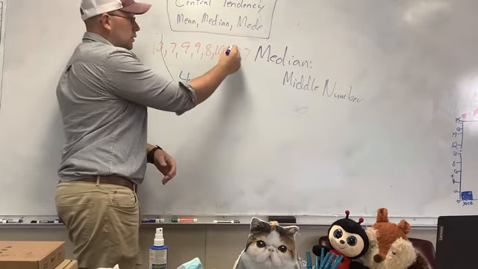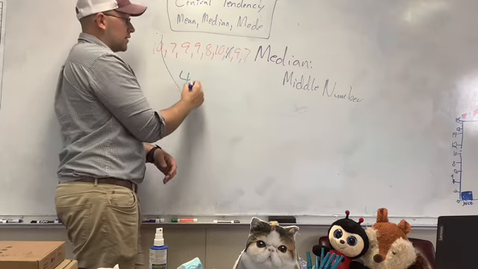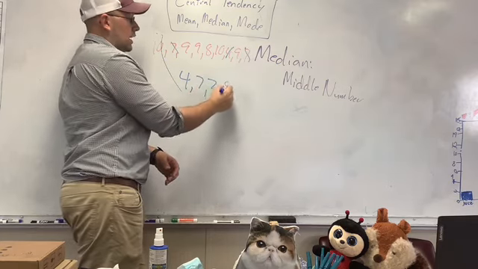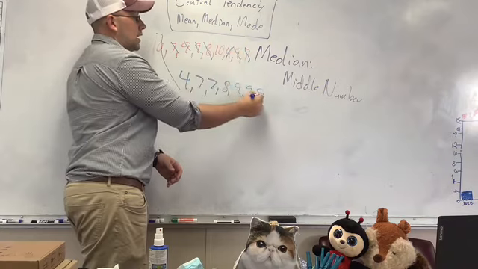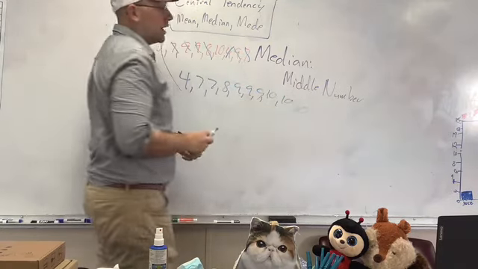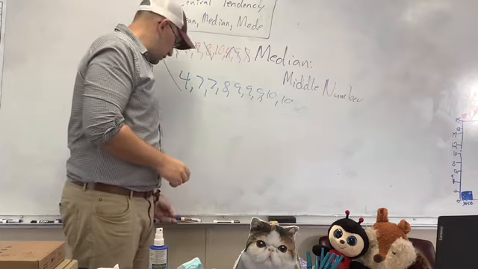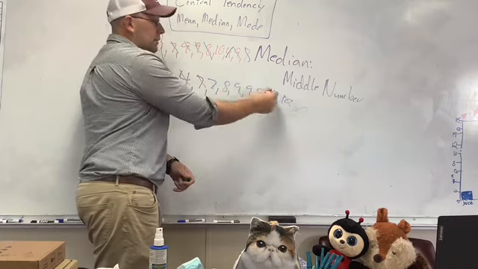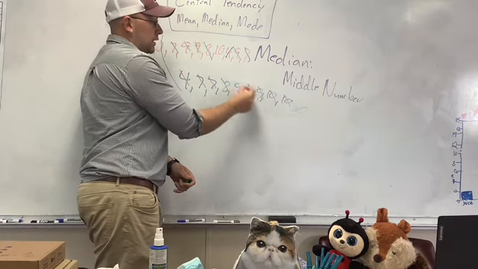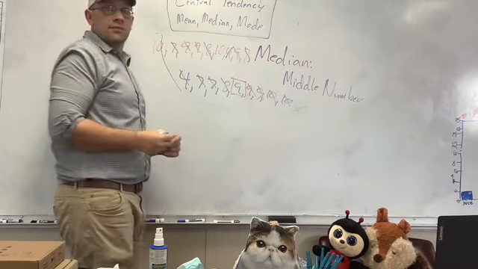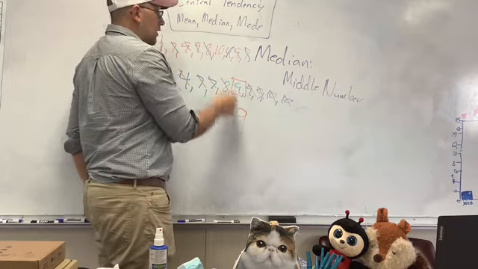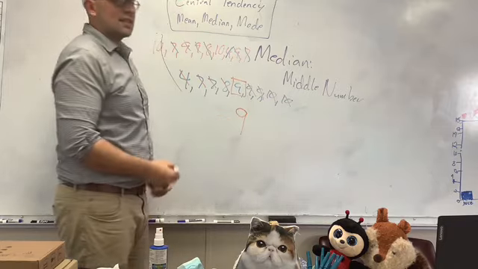So 4, I don't have 5 or 6. So 7, 7, 8, 9, 9, 9, and 10, 10. So now I just have to figure out what the middle number is. There's a lot of ways to do this. I like to cross out one at a time until I get one left. Sometimes you'll have two left and that'll be my next example. So the median of this data set is 9.